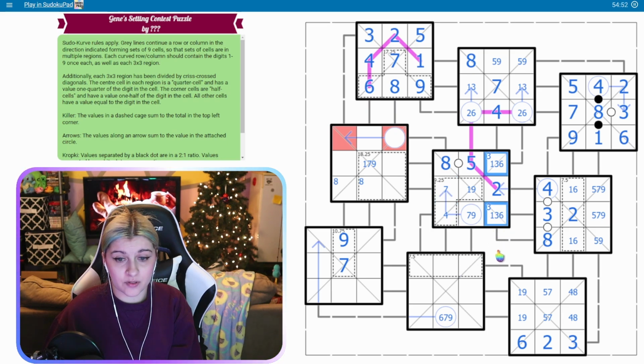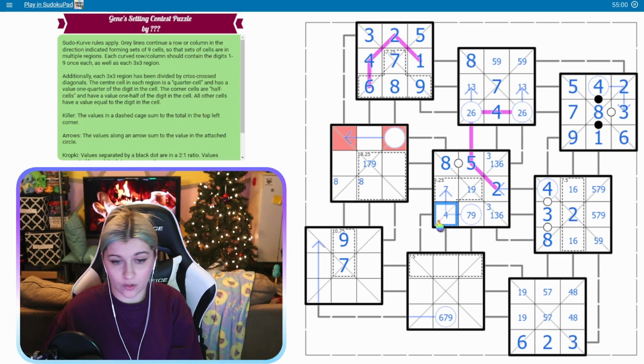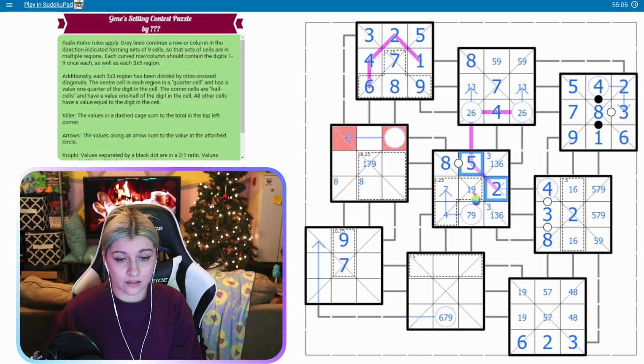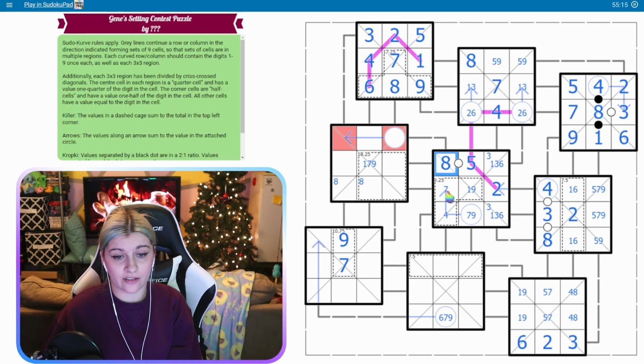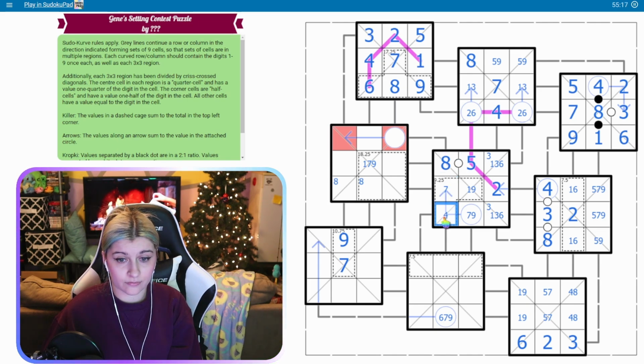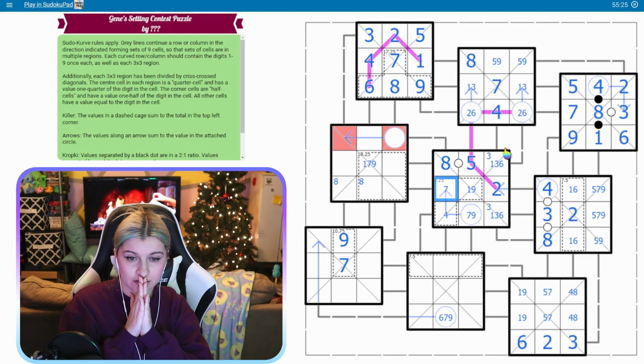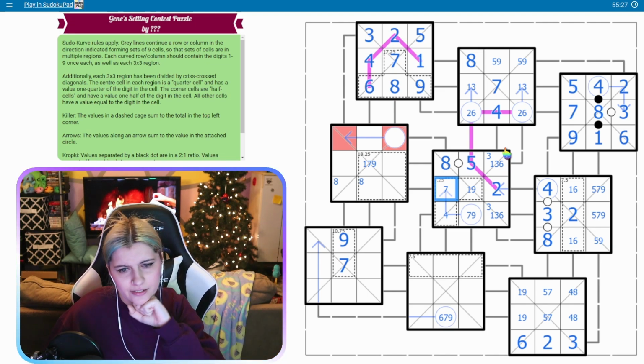1, 6 is not an option because I need either 1 or 6 here. So what about, I can't do a halved 2 to get 1, and I can't do a halved 12 to get a 6. So no, 1 and 6 is not an option. 2 and 5 are both taken. 3 and 4. I could do a 3 and an 8, no. Or I could do a 4 and a 6. 4 can't go here. So maybe 7's not the option? Oh my gosh.